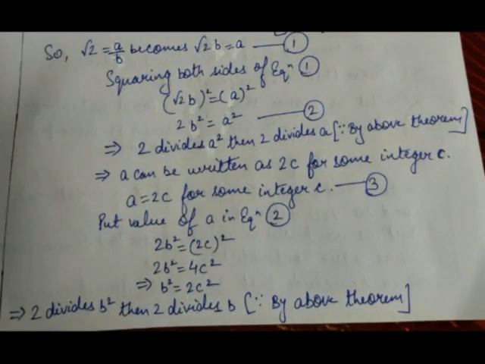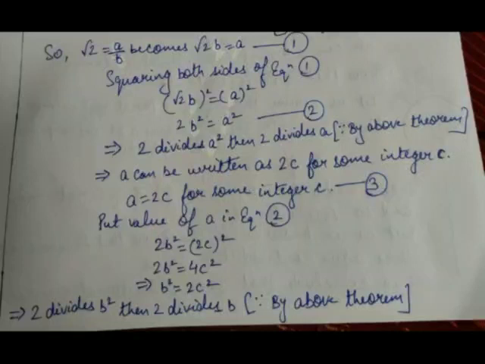So root 2 is equal to a upon b becomes root 2 b is equal to a. Name it as equation number 1. Squaring both the sides of equation number 1, root 2 b whole square is equal to a square. Now it will become 2 b square is equal to a square. Name it as equation number 2. Now from equation number 2 we can say that 2 divides a square. So by the above theorem we can say that 2 divides a also.